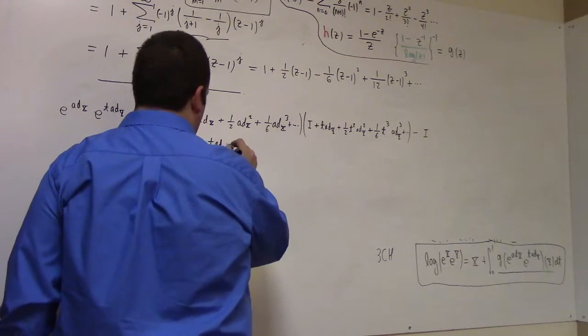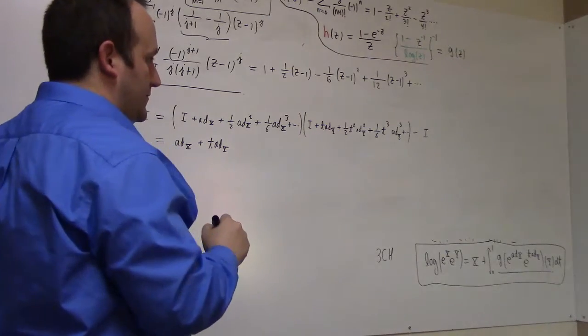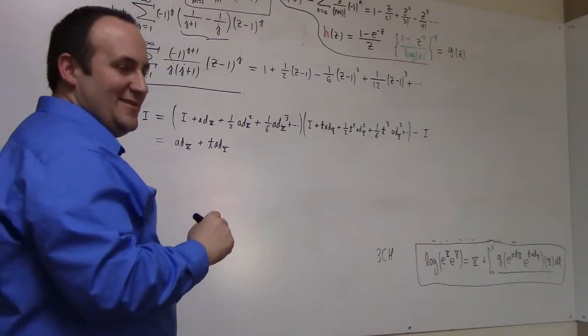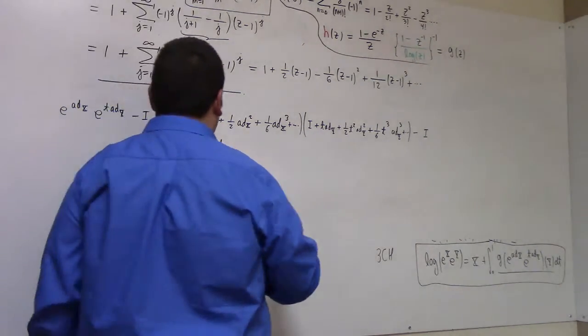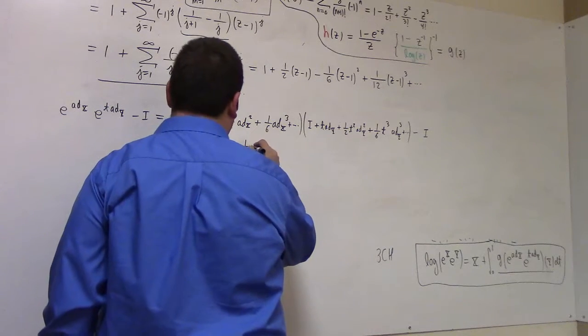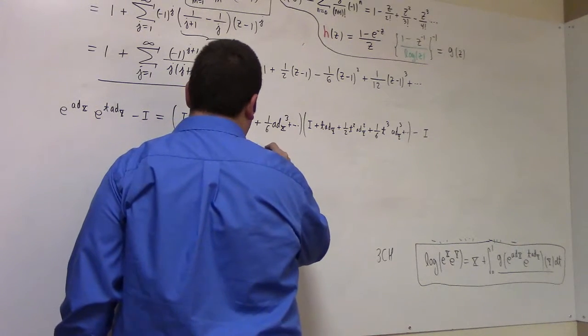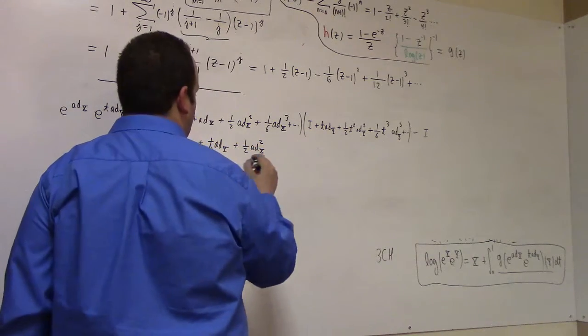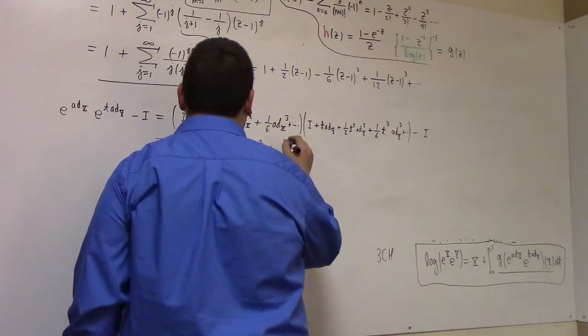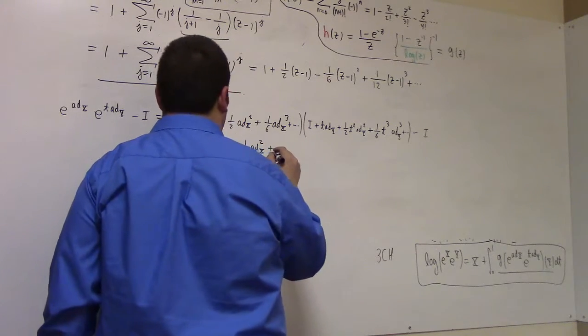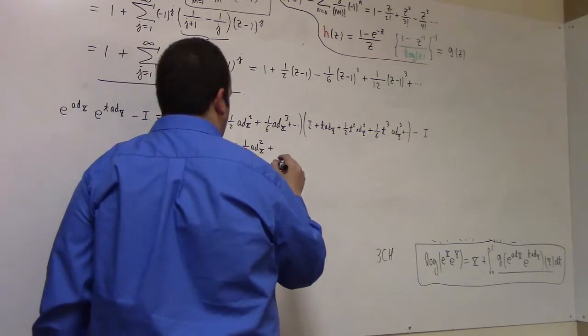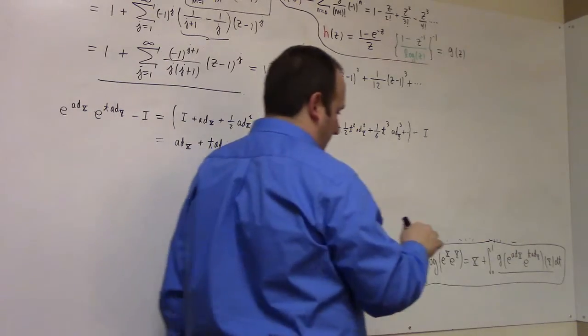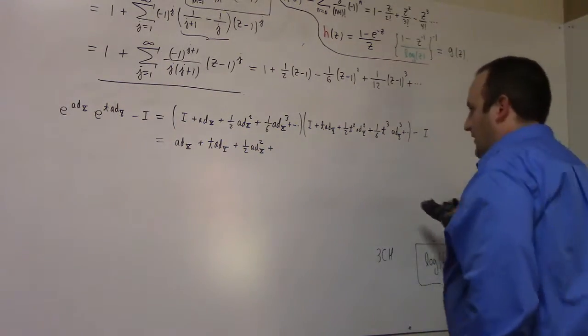Okay, there's the linear terms. See, I can do it. Quadratic. I'll start with the 1/2 ad x squared. And then what else do we have? That's t squared. We can get the middle one, ad x, t ad y. Let me try to do things in a somewhat systematic order.